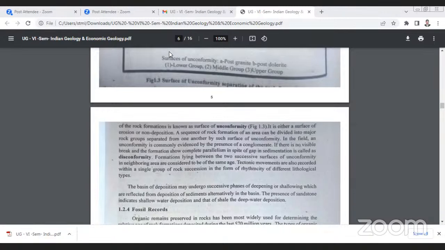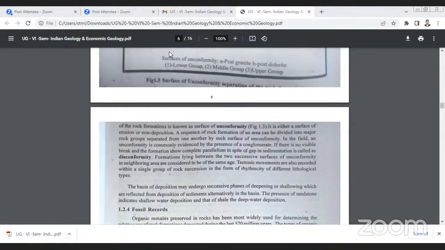It is known as a disconformity. Formations lying between two successive surfaces of unconformity, in nearby or neighboring areas, are considered to be of the same age. So these tectonic movements are also recorded within a single group of rock succession in the form of a rhythmicity of different lithological types.